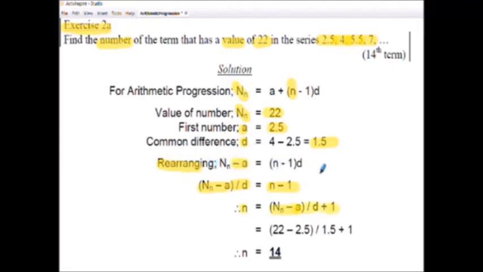All I do now is put my values into the expression. So Nn we're told was 22, a, the first term in the series, was 2.5, so I take away the 2.5 and I divide that bracket by 1.5 and then add plus 1. Just be careful of your BODMAS here, make sure you follow the process through correctly. It should give you n is equal to 14. Thus 22 is the 14th term in the series we were given.